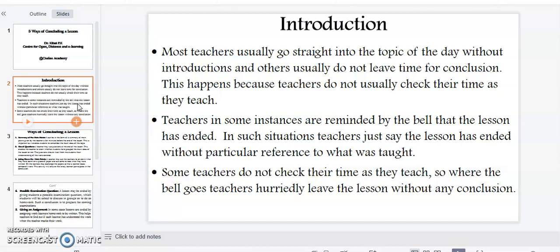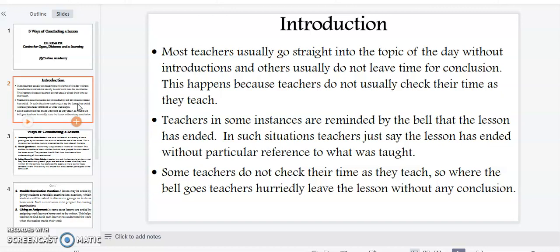Most teachers usually go straight into the topic of the day without introductions, and others usually do not leave time for a conclusion. This happens because teachers do not usually check their time as they teach. So teachers in some instances are reminded by the bell that the lesson has ended. In such situations, teachers just say the lesson has ended without particular reference to what was taught.